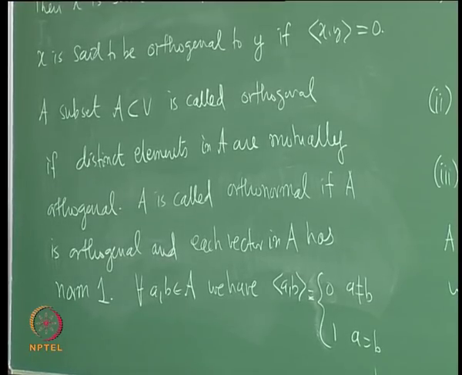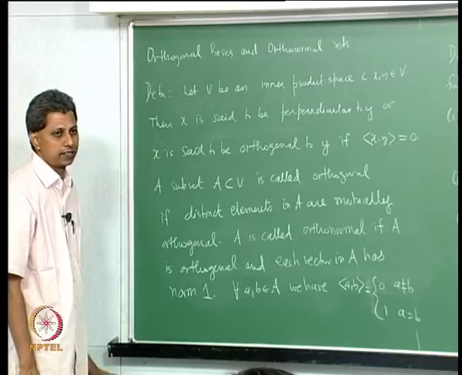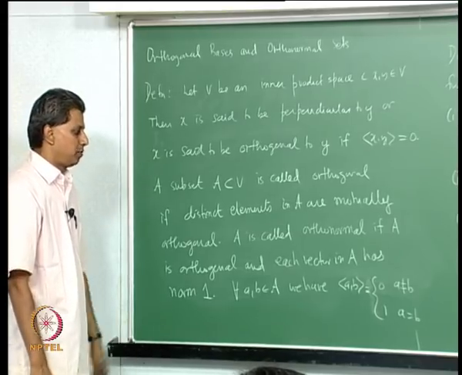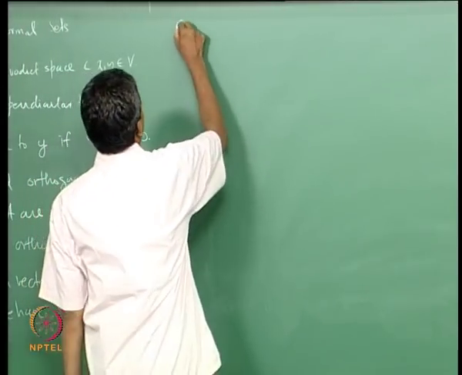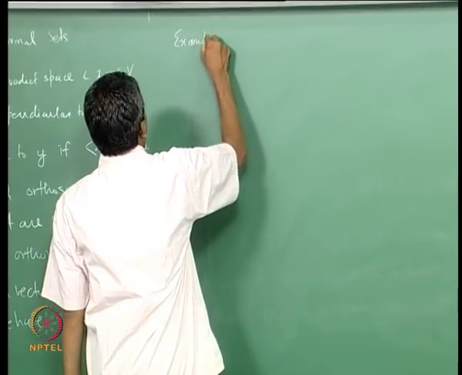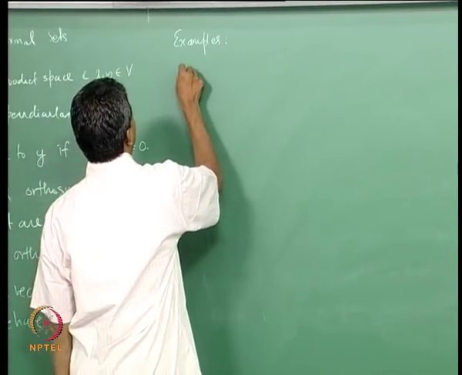Distinct vectors are orthogonal and each vector has norm 1. So such a set is called an orthonormal set. Do you have examples of orthonormal sets? Look at the vectors that belong to the standard basis. But before that, I will give another example.